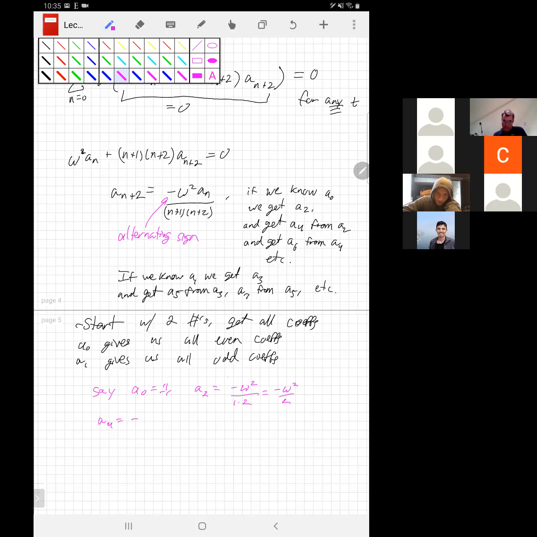A4 will be minus omega squared over 3 times 4 times minus omega squared over 1 times 2. Okay, that's going to be omega to the 4th over 4 factorial. And A6, well, I'm going to multiply again. A4 times minus omega squared over 5 times 6 equals minus omega to the 6th over 6 factorial.